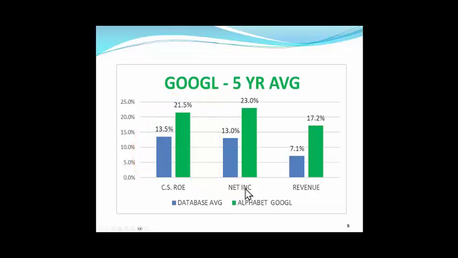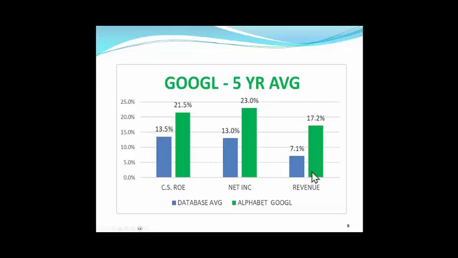Now, net income, which is a bottom line income, and it's different than the traditional accounting earnings. So net income is the clean surplus earnings, almost double the average stock out there in investment land. When it comes to revenue, how much money does this company bring in? And these are 5-year averages. Average stock 7.1%. Google is more than twice that at 17.2%.